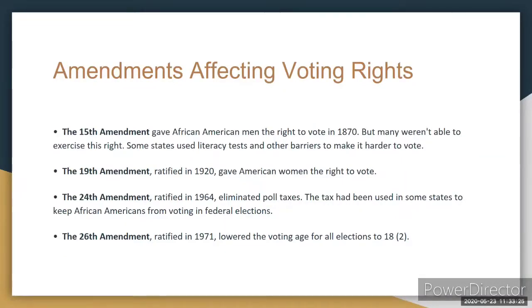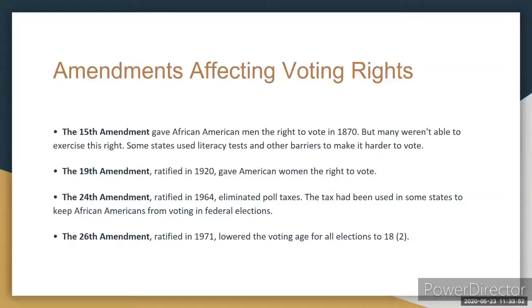Constitutional amendments affecting voting rights. The 15th Amendment gave African American men the right to vote in 1870, but many weren't able to exercise this right. Some states used literacy tests and other barriers to make it harder to vote. We'll go over some other aspects that also imposed on that 15th Amendment.